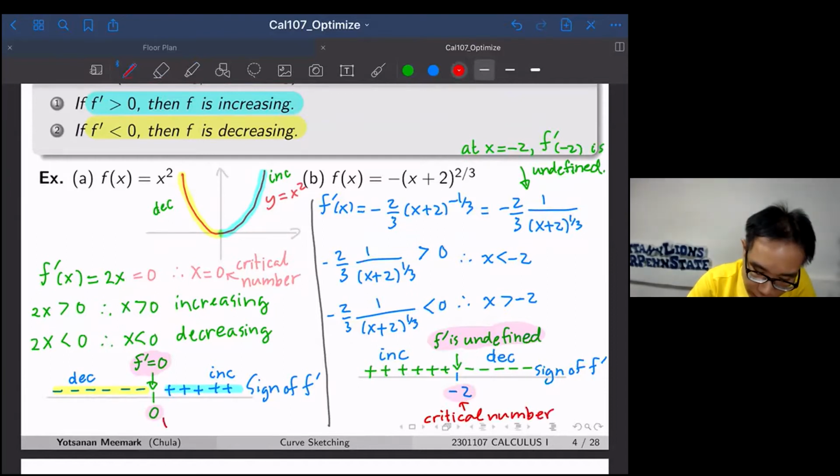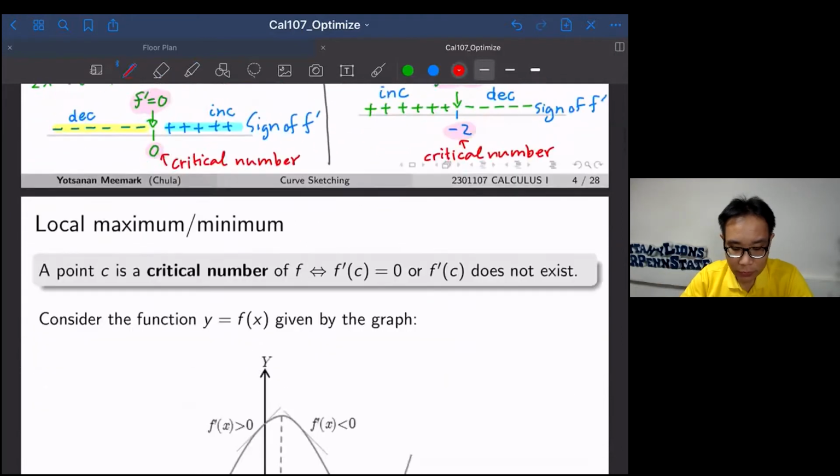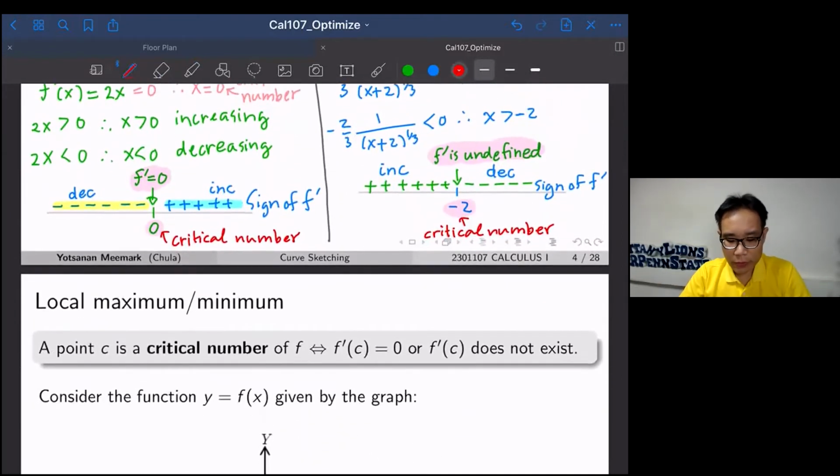Okay, so we have critical number. What is a critical number? A critical number turned out to be the point c where f prime of c equals 0 or f prime of c does not exist. This used to be the boundary where the sign of the derivative of the function may change from positive to negative. However, you may have to test the sign, like solving an inequality.